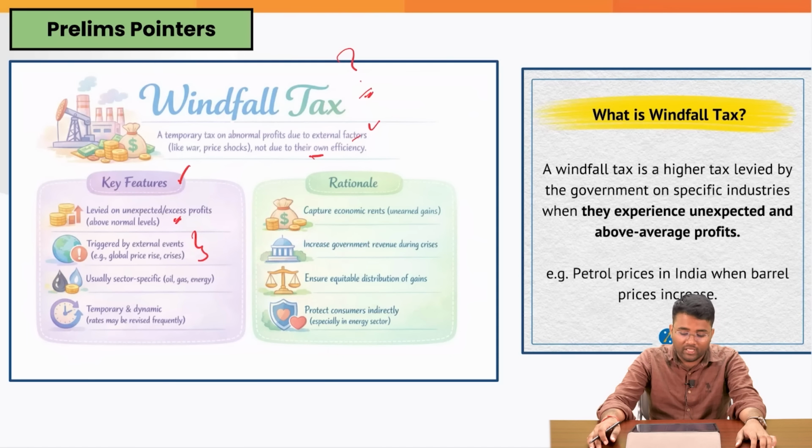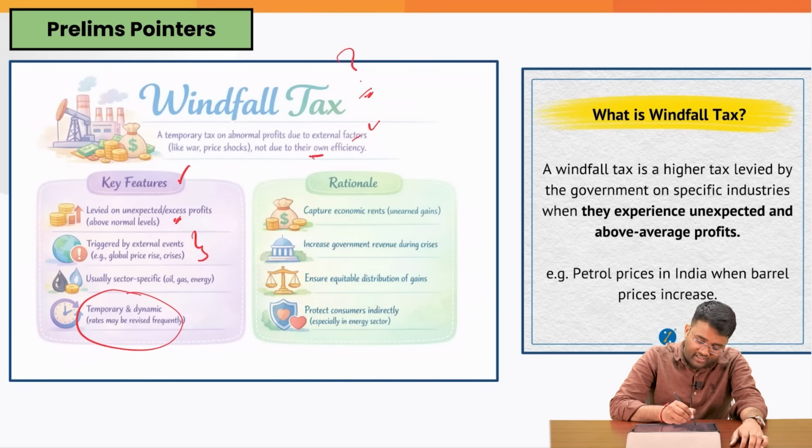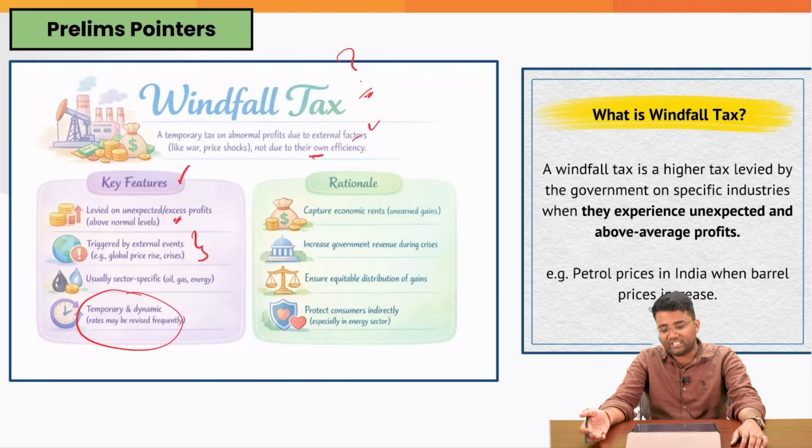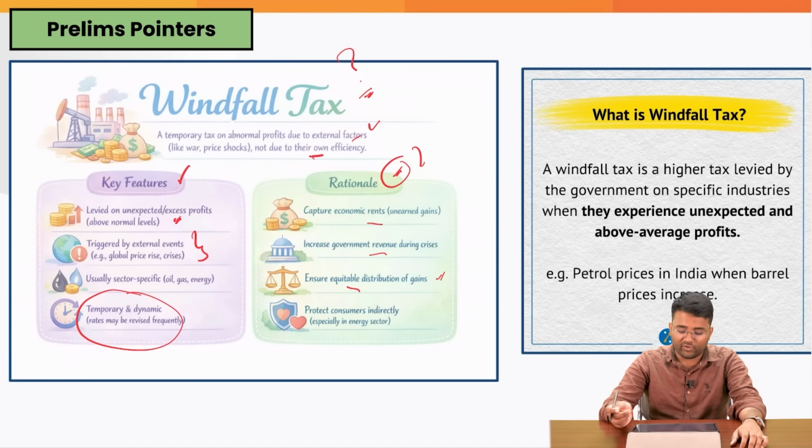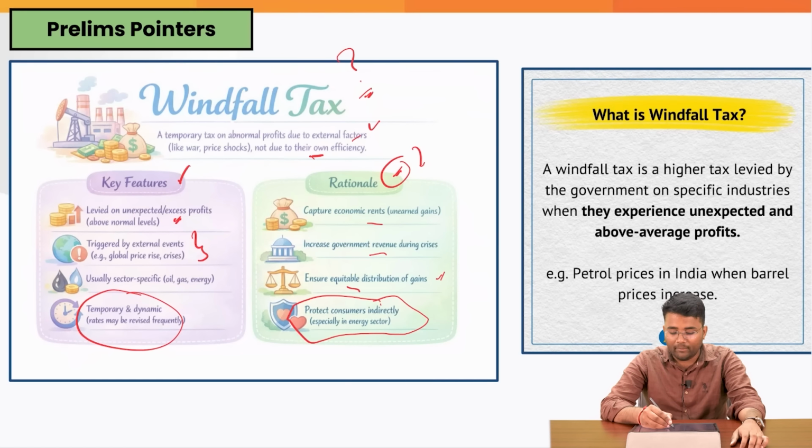kind of windfall tax can be levied on these companies, and it is generally levied as an additional special excise duty. It is temporary and dynamic, where the rates may be revised frequently. The major objectives are to capture economic rents, to increase government revenue during crisis, to ensure equitable distribution of gains, as well as to protect consumers directly. That is the main aim of this windfall tax.